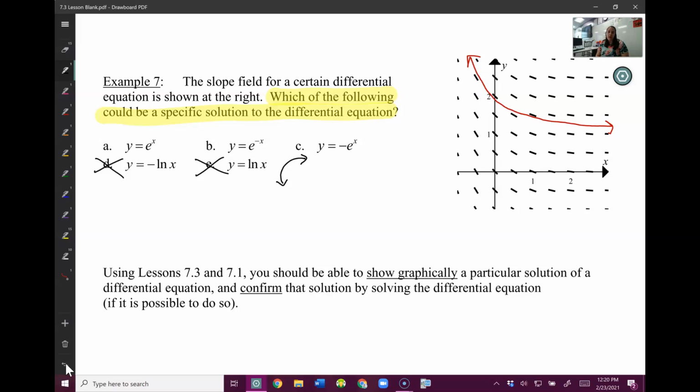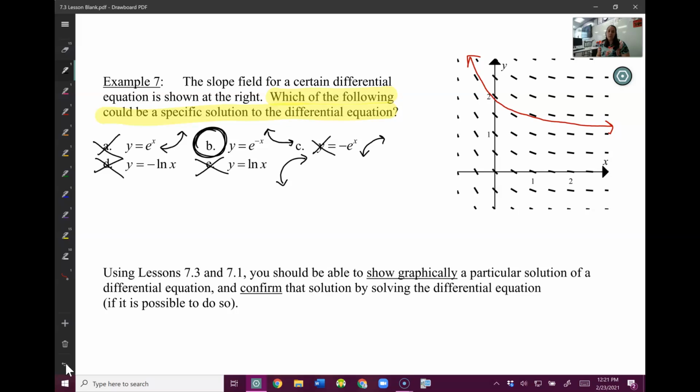And so this is where you need to start to remember your transformations. E to the x is an exponential. It looks like that. Those are definitely not the same, so it's not a. E to the negative x is going to flip it horizontally. Flip it across like that. Negative e to the x flips it down. So when I do that, I can see this is the shape that fits the one I have there.